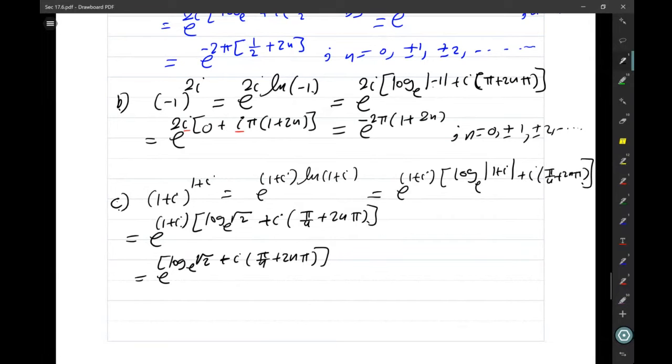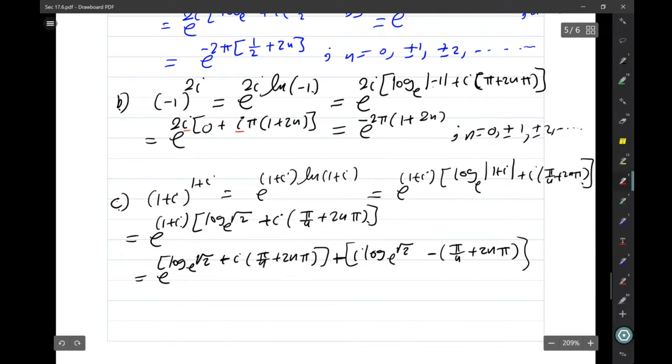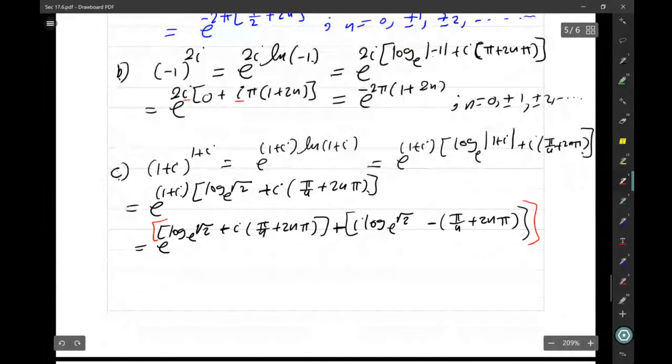Now I times the big brackets again, plus I times logarithm square root of 2 with the base e. I times I, which is I square, minus 1, minus pi over 4 plus 2n pi. Okay, so all of these inside the red big brackets are a power.